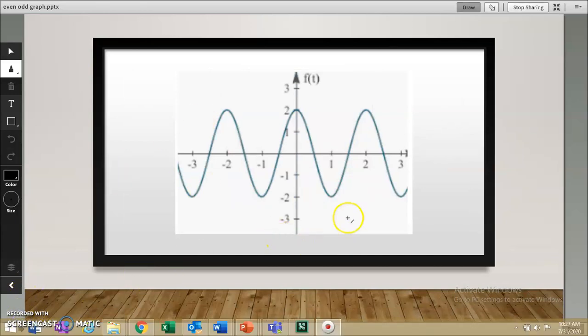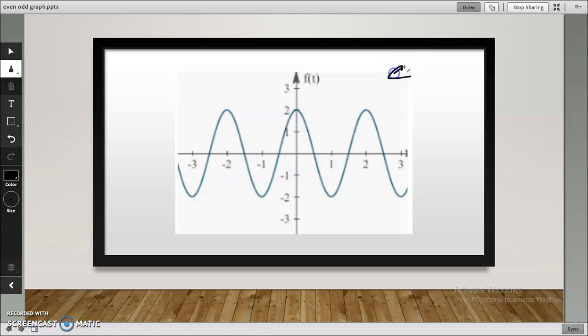Okay, let's look at the next one. This is my y-axis. It looks like it's pretty even to me. I'm going to say it's even. If I have some doubt, I need to check it out to see. So let's check it out and make sure that we are on the right path.